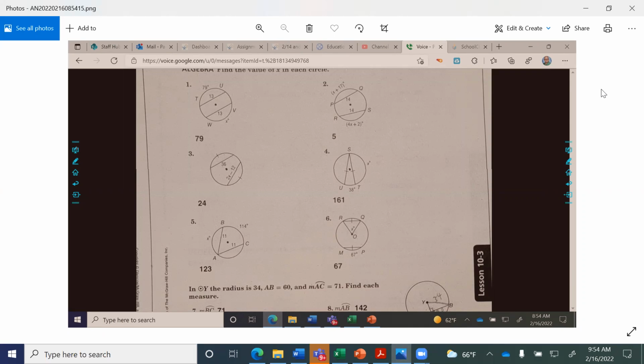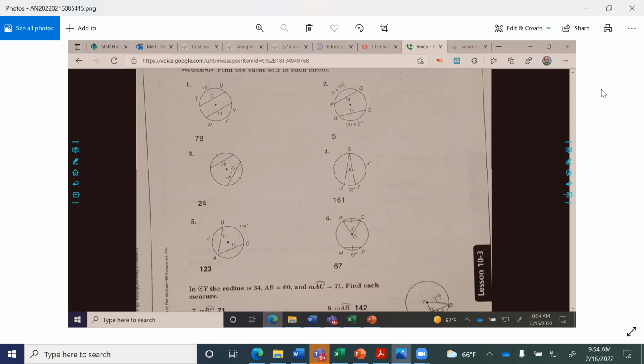On number 3, you have the 2 chords. They gave you values for the 2 arcs. They had marked them as congruent. So since the arcs are congruent, the chords had to be the same length. So you set the 2 chords equal to each other. So saying those equal and solving, you should get 24.